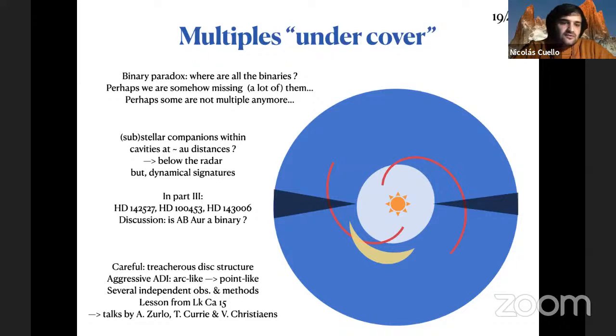But one needs to be careful because disk structure can be a bit treacherous, in the sense that if you perform very aggressive ADI, some arc-like features might become point-like features. To avoid this, you need several independent observations and to combine several methods. There are some lessons to be learned from LkCa 15, and there are at least 3 talks on this source. I invite you to see them. Alice just discussed this system as well.